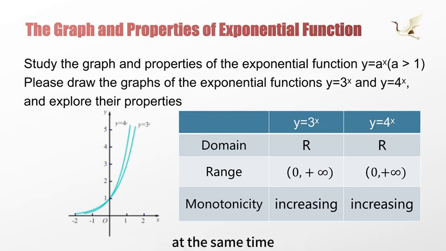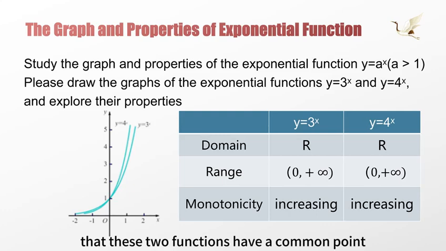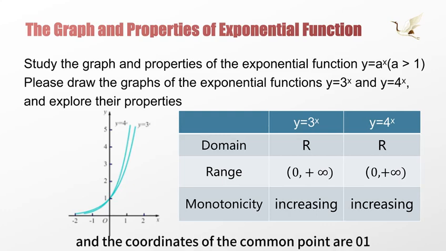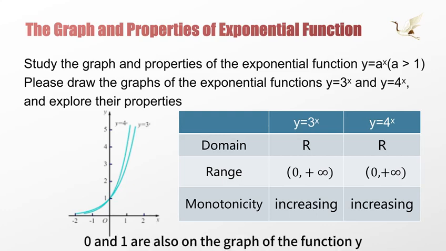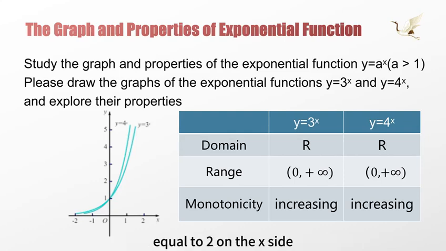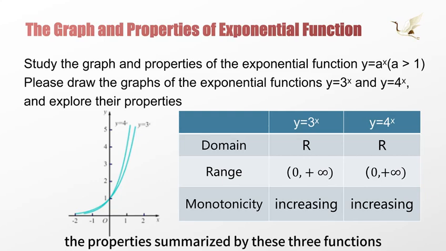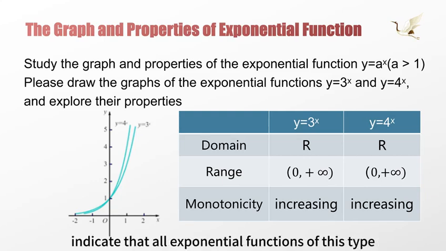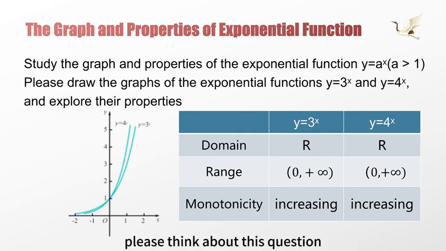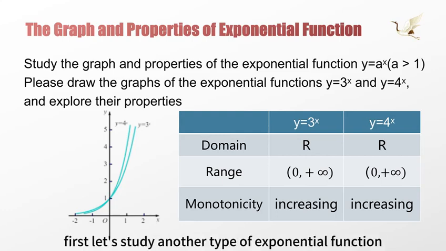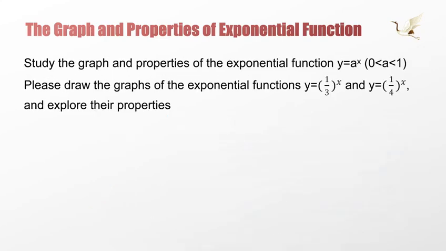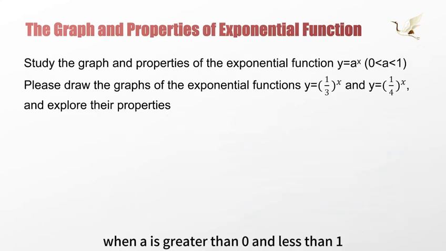At the same time, through the image, we discovered a new feature: these two functions have a common point, and the coordinates of the common point are (0, 1). And the point (0, 1) is also on the graph of the function y equals 2 to the power of x. So, now we ask, can the properties summarized by these three functions indicate that all exponential functions of this type have such properties? Please think about this question first. Let's study another type of exponential function, when a is greater than 0 and less than 1.